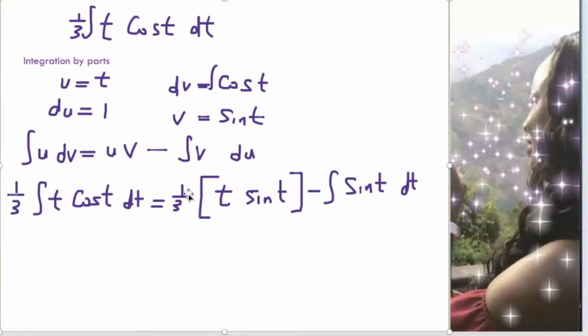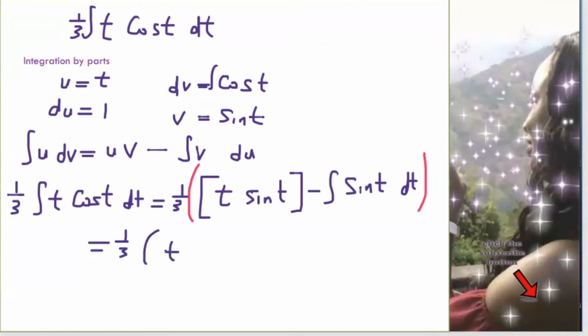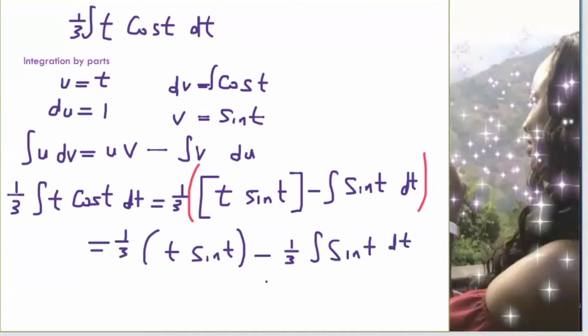Now, after doing this, we're going to integrate sine t, but before I do that, remember this is within the bracket, 1/3 is outside, so we can distribute the 1/3, so 1/3 times this first bracket, t sine t. Remember that the 1/3 is coming from the question that we were working with. And then we have minus 1/3 integral of sine t dt. So don't forget the 1/3. Now I'm going to integrate sine t. The integral of sine t is minus cos t.